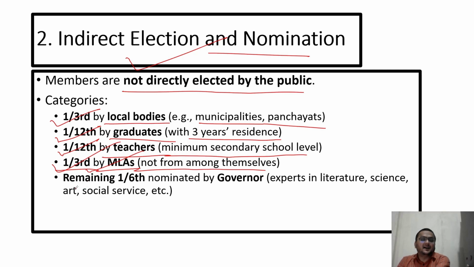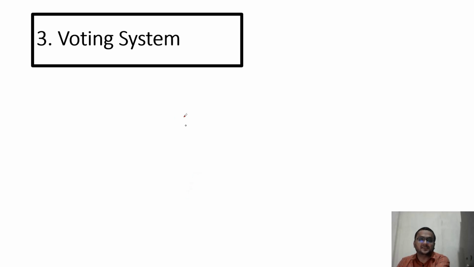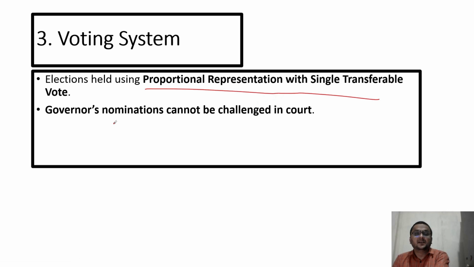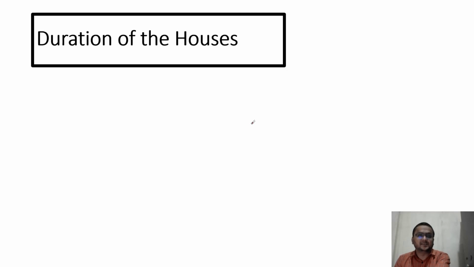Then the remaining one-sixth are nominated by the governor, and this nomination comes from experts in literature, science, art, social service, etc. So this is an indirect election system. Now what about the voting system? Here elections are held using proportional representation with a single transferable vote. The governor's nomination cannot be challenged in court.